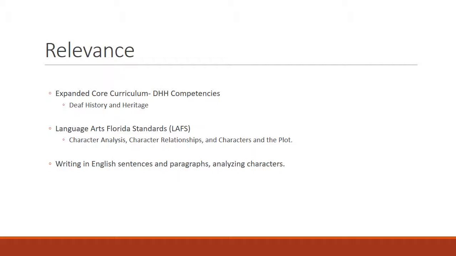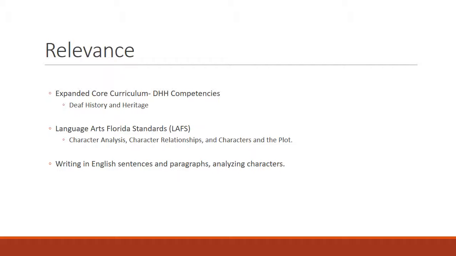So again, the relevance of this unit is to address a few things. We want to address deaf history and deaf heritage, and right now we are reading this novel, which is bringing up a lot of good points about historical things that have happened to deaf people. As we continue and work on completing this novel, we'll further discuss how these events have impacted and continue to impact people who are deaf and hard of hearing.